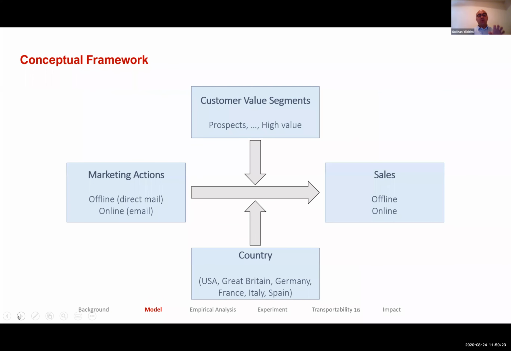Okay, we sat down together with the CRM department of the company and developed this conceptual framework. The problem was a multinational, multidimensional problem: how do email and direct mail responsiveness vary across customer segments and countries for online and offline sales? So together with the company, we sat down and developed this conceptual framework. Let's move on.